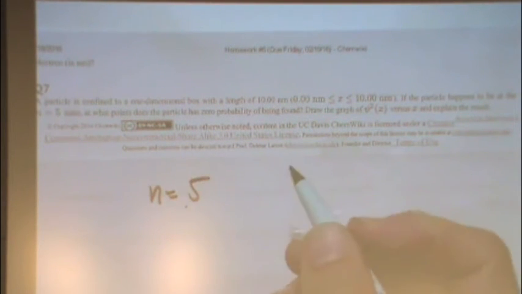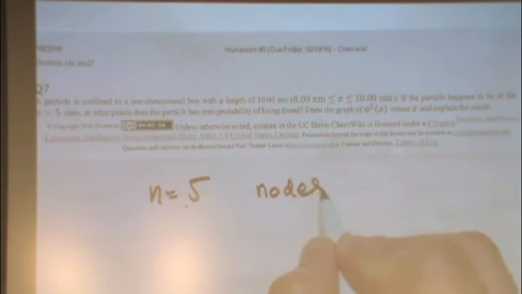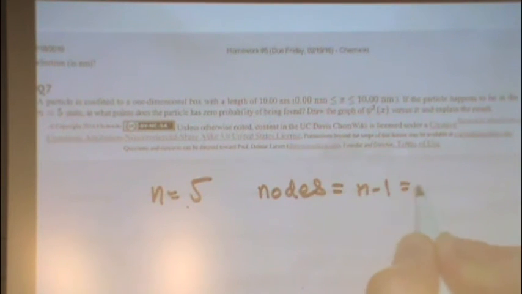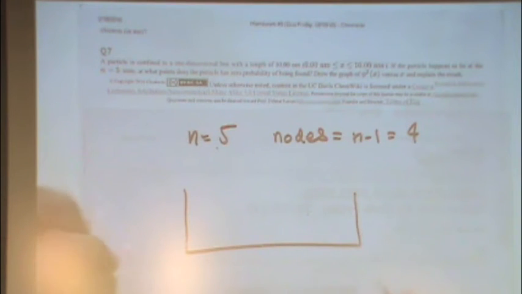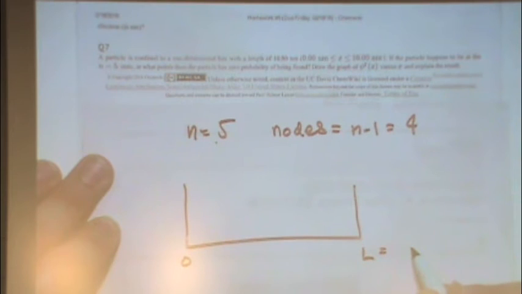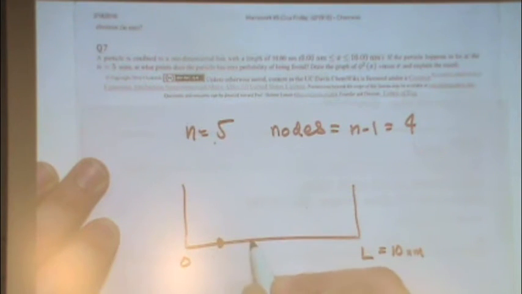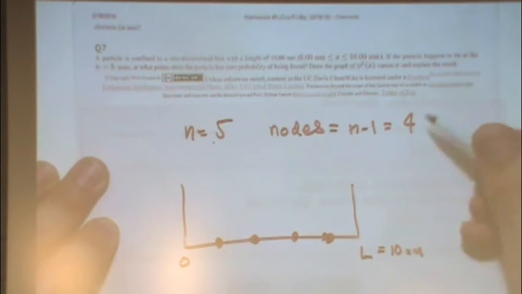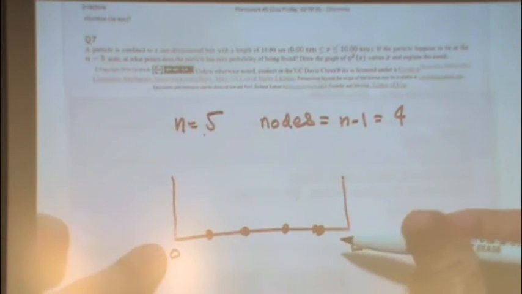So, if the particle is n equals 5, how many nodes do I have? 4. N minus 1, so there are 4 nodes. Draw your box. This is a particle in a box. This is a box that goes from 0 to L, and I happen to know L. It is 10 nanometers. And this is 1, 2, 3, 4. Why did I just put 4 dots there? 4 nodes. Nodes are where they cross this axis.